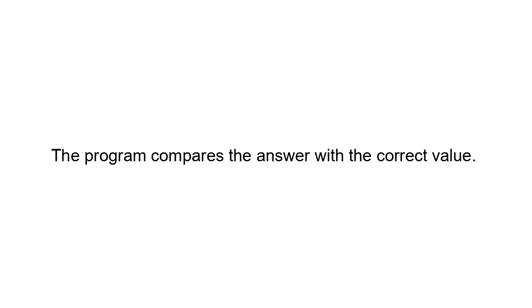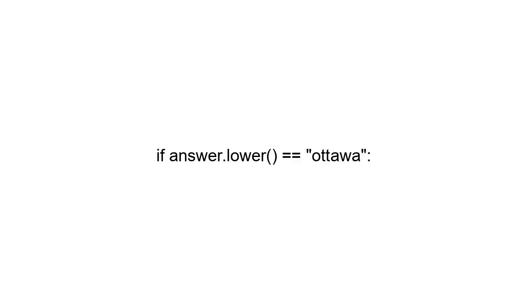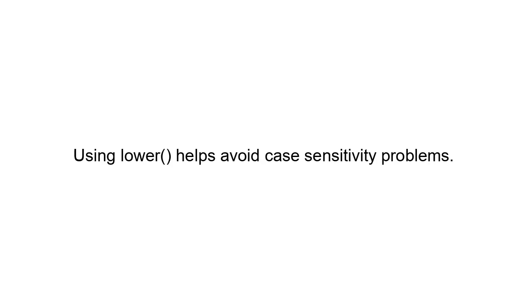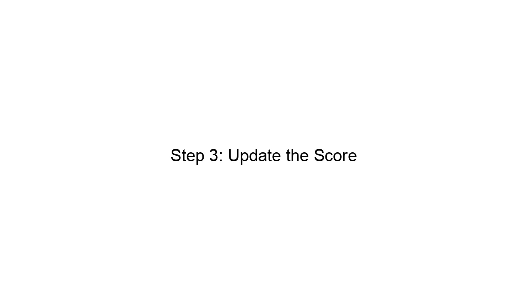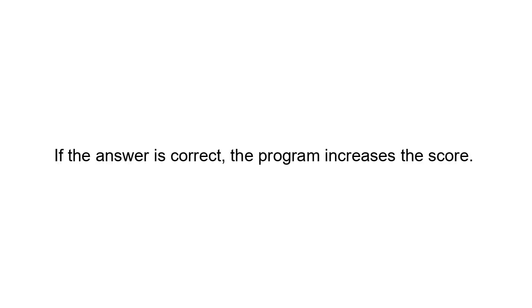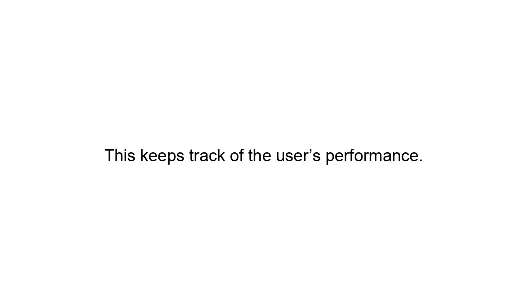Step 3: update the score. If the answer is correct, the program increases the score. Example: score += 1. This keeps track of the user's performance. Step 4: show the result. Finally, the program displays the total score. Example: print("Your score is", score).